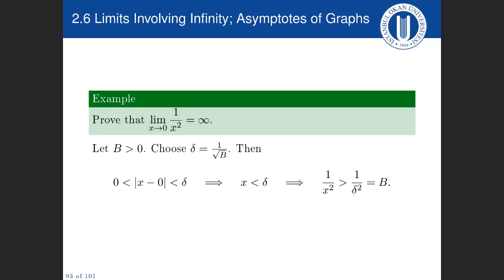Then, if the absolute value of x minus 0 is between 0 and delta, that implies that x squared is less than delta squared, and that implies that 1 over x squared is greater than 1 over delta squared, which is equal to b. And that's the proof.